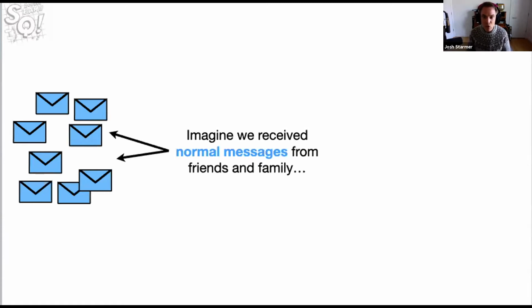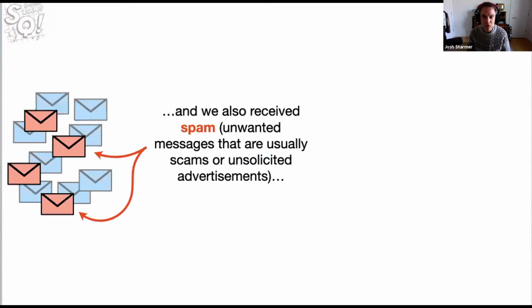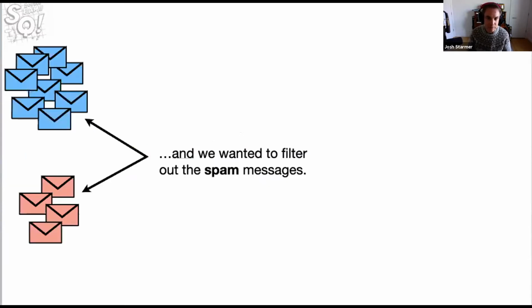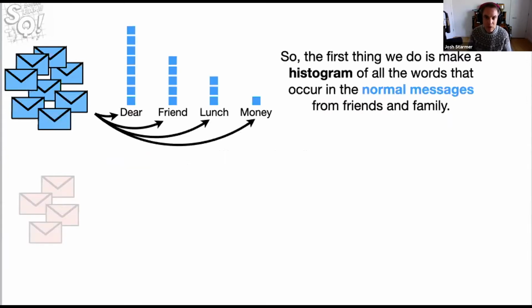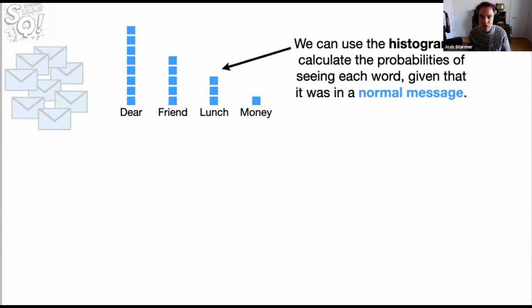Imagine we received normal messages from friends and family. And we also received spam, unwanted messages that are usually scams or unsolicited advertisements. And we wanted to filter out the spam messages. So the first thing we do is make a histogram of all the words that occur in the normal messages from friends and family. We can use the histogram to calculate the probabilities of seeing each word, given that it was in a normal message.